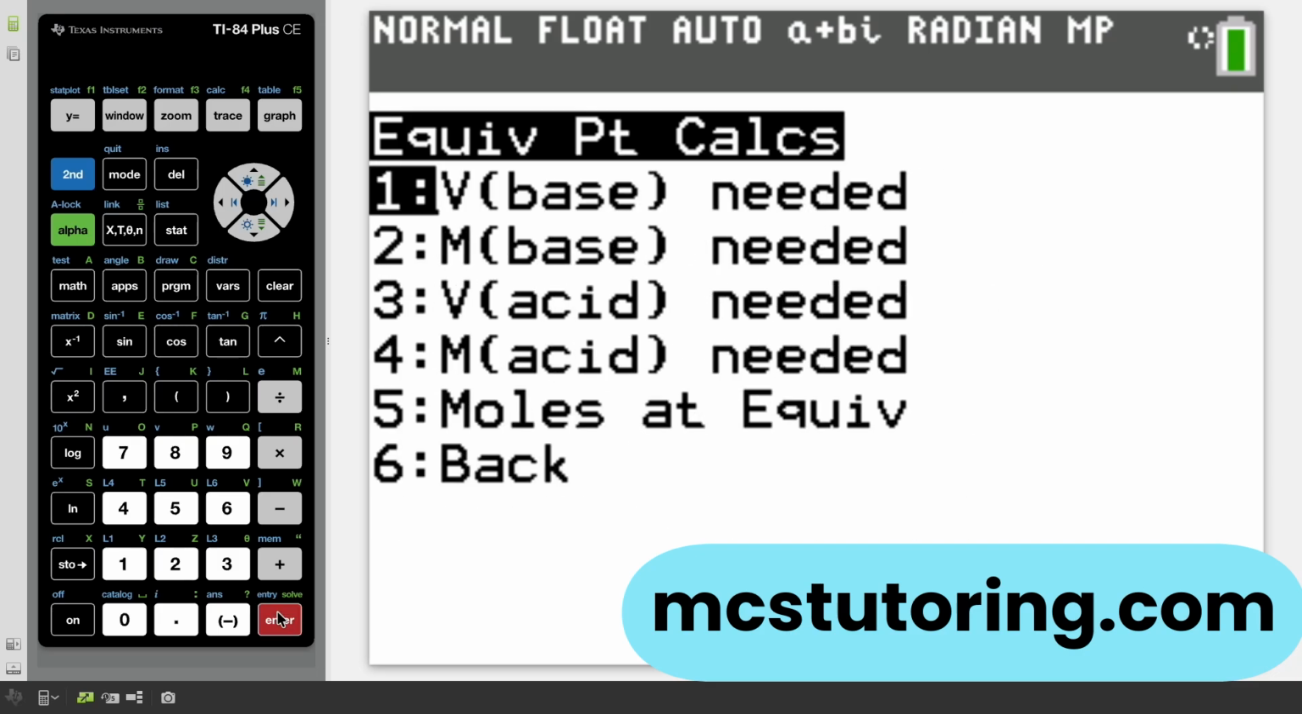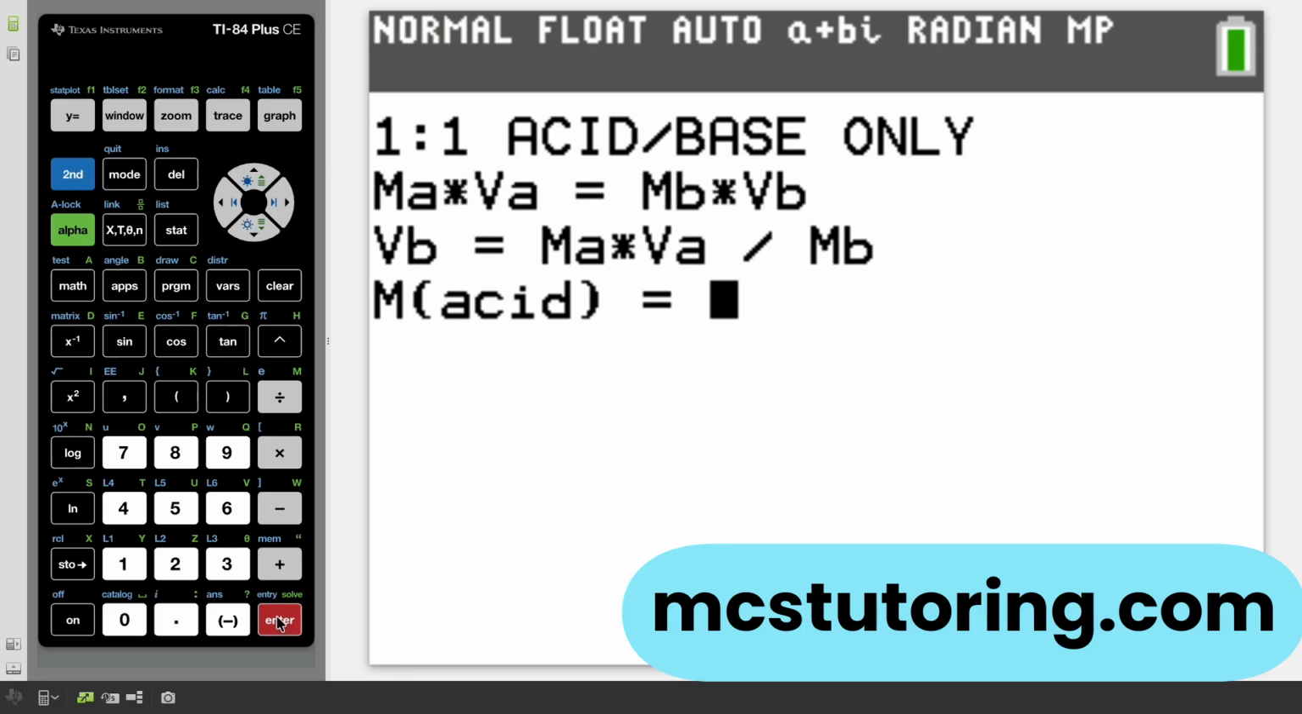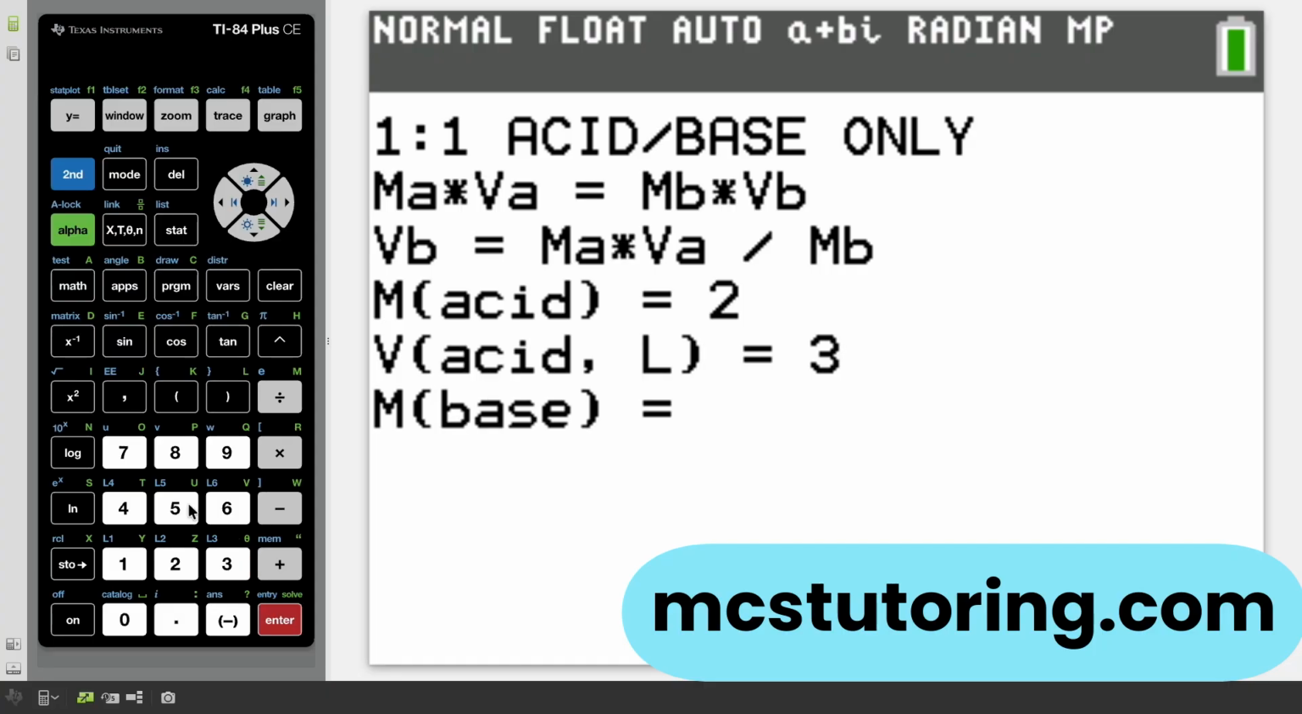There's also an equivalence point stoichiometry calculator. If you need to find the volume or molarity of acid or base needed to reach the equivalence point for a 1-to-1 reaction, that's in here too.